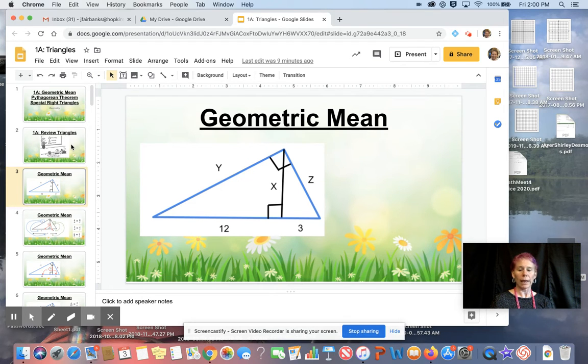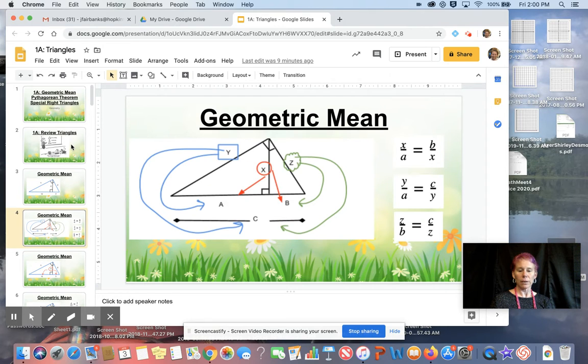If I look at X, X is the geometric mean that's going to go with A and B. So I can write my proportion so that X is diagonally across from itself with the two pieces that it goes with, A and B. Y is a geometric mean that goes with A and C, and Z is the geometric mean that goes with B and C. They all go with different combinations, and you should keep that straight to write your proportions.